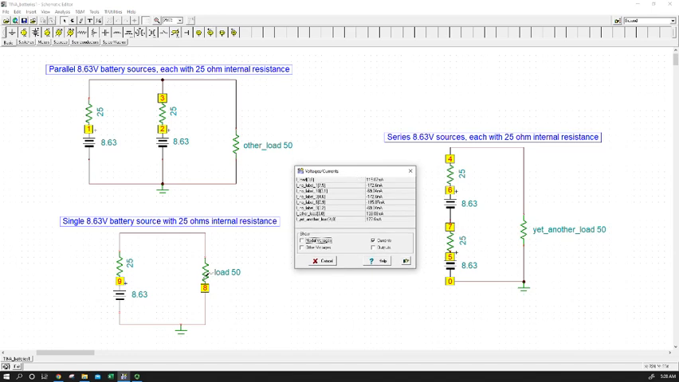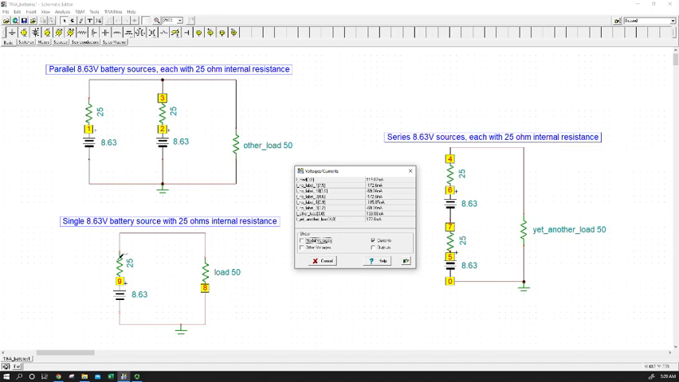So now first we're gonna compare our single source with our parallel source. We're gonna check out the current through our single source, where now the load resistance is only double the internal resistance of our source. So we're seeing 115.07 milliamps, where 8.63 enter 50 divide. We would have predicted, if we had a perfect voltage source, we should have gotten 172.6 milliamps. So it's pretty easy to tell that what we've done is we've raised the total resistance of our series circuit by 50% just before we ever got out of our battery.